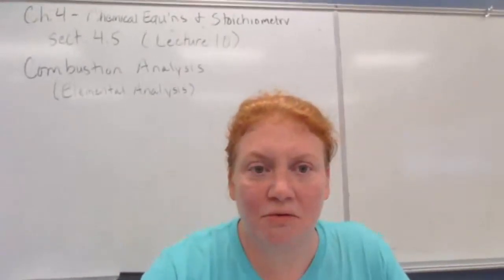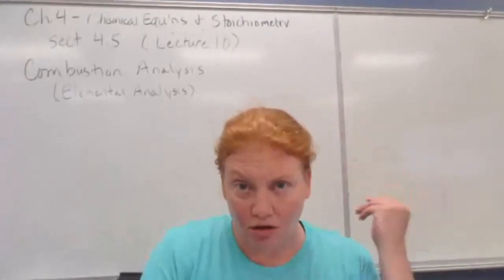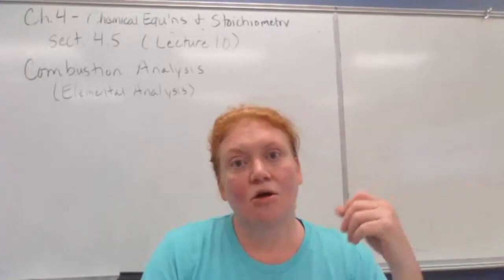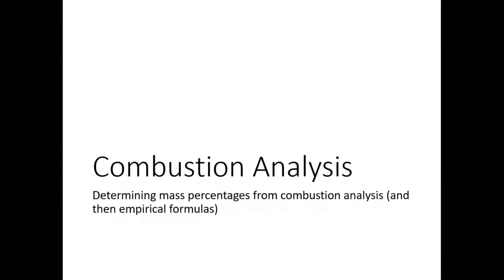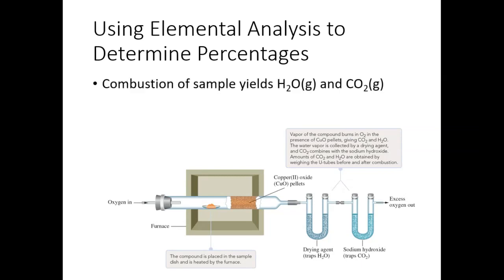And we know that when we combust compounds that contain carbon, hydrogen, and perhaps oxygen, we always get the same two products out. What are the two products that we always make? We always make carbon dioxide and water. And so we're just going to focus on elemental analysis for those kinds of compounds containing carbon, hydrogen, and oxygen.